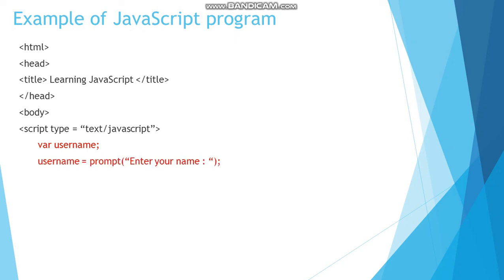Another statement we are giving, that is username is equal to prompt, enter your name. Now here username is a variable, whereas prompt is a ready-made function. The prompt function is used to accept something from the keyboard and store it inside a variable. So whatever we type, it will get stored in the username variable.